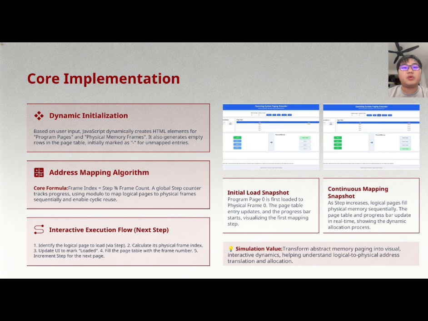This shows our core implementation. Based on user input, JavaScript dynamically creates elements for pages and frames. The most important address mapping algorithm relies on a simple mathematical formula: frame index equals step modulo frame count. Upon clicking Next Step, the algorithm identifies the logical page, calculates its physical frame index, updates the UI, and fills the translation record into the page table.